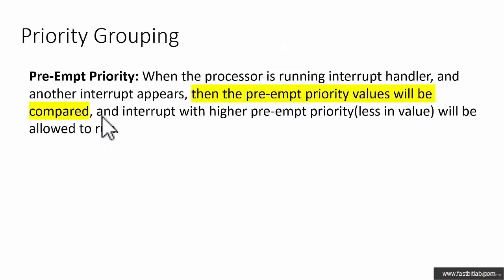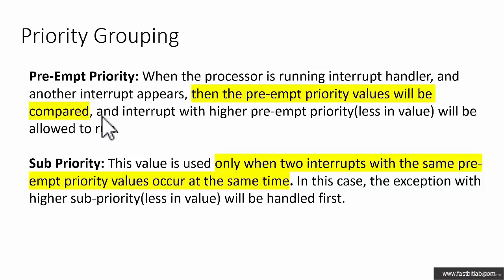That leads to our next discussion. What is preempt priority and subpriority? These are the terms used in priority grouping. I will explain that in a moment. When the processor is running an interrupt handler and another interrupt arrives, then the preempt priority values will be compared and the interrupt with higher preempt priority will be allowed to run.